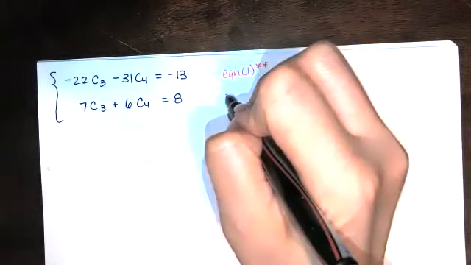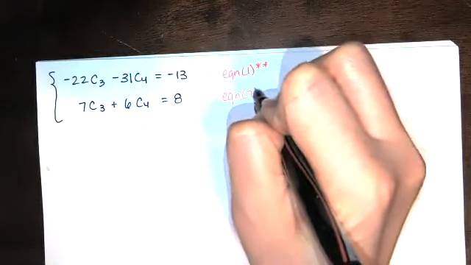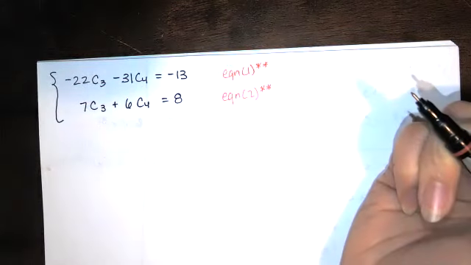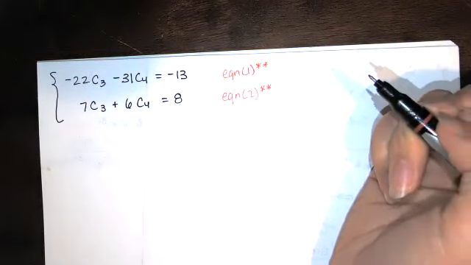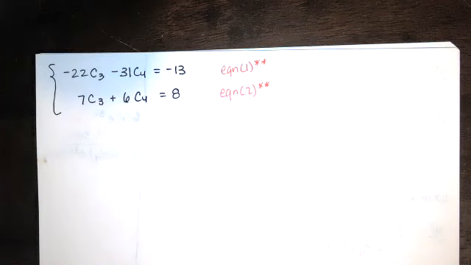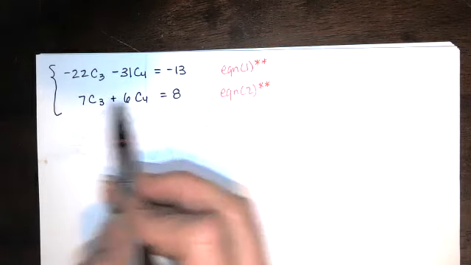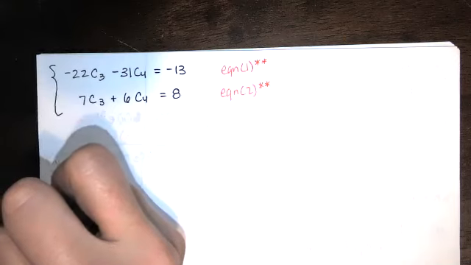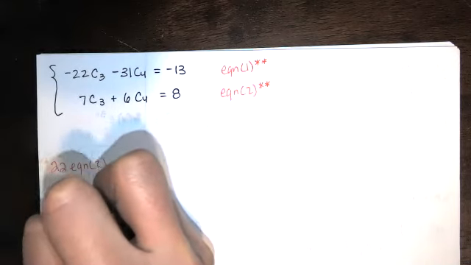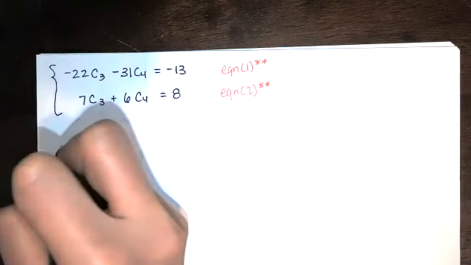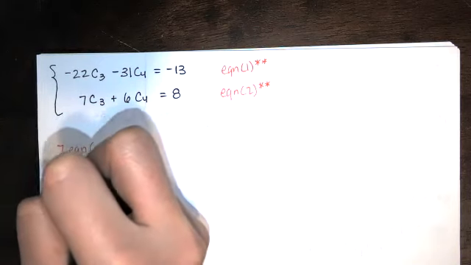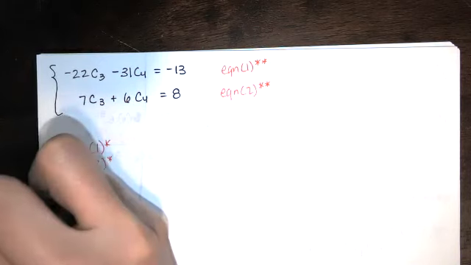Let's eliminate C3. If you eliminate C4, that's okay. The methods are still going to give you the right answer, the same answer eventually. Now, if I want to get rid of C3, I'll multiply this second equation by 22. And I'll multiply the first equation by 7. And I'll add those together.